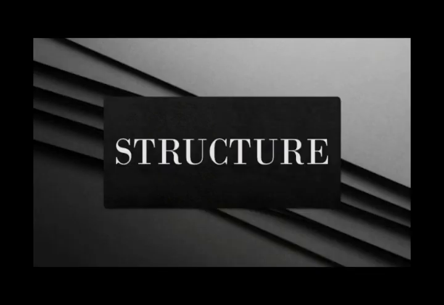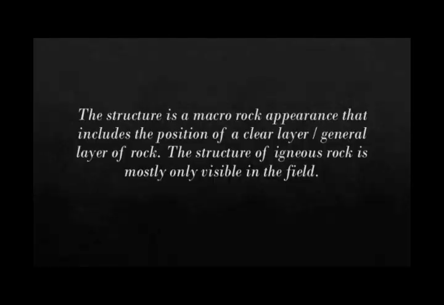Okay, now let's move to another topic. The second point is the structure of igneous rock. The structure is a macro rock appearance that includes the position of a clear layer or general layer of rock. The structure of igneous rock is mostly only visible in the field, not in a hand specimen.